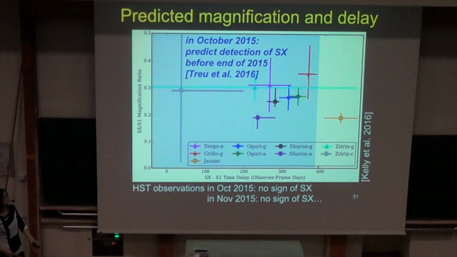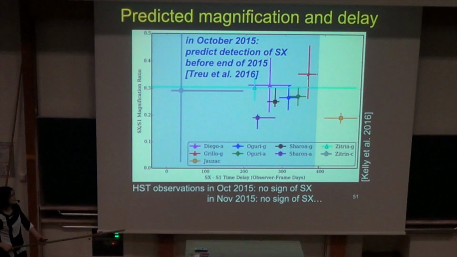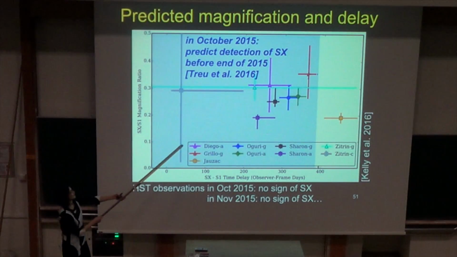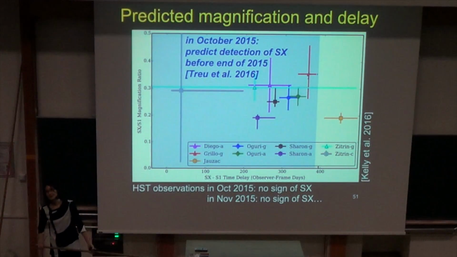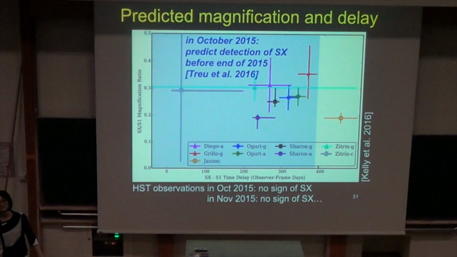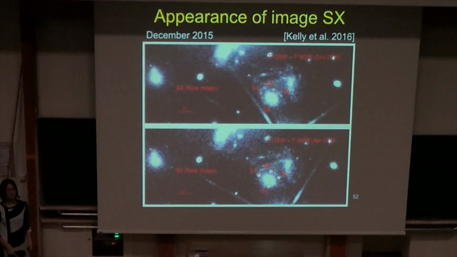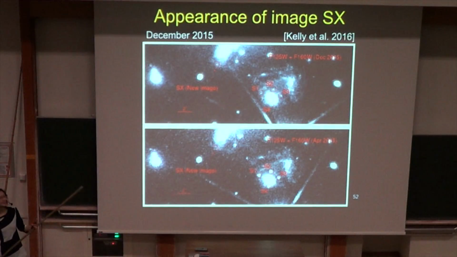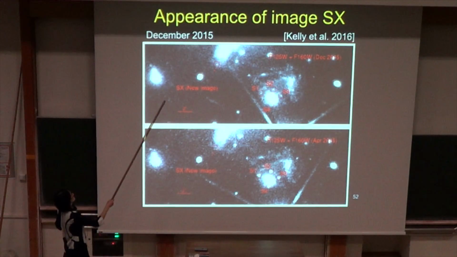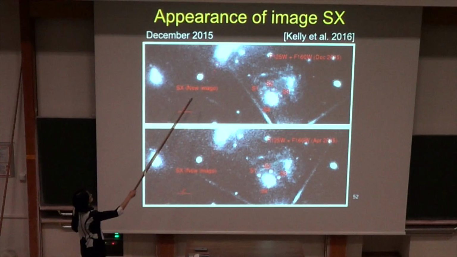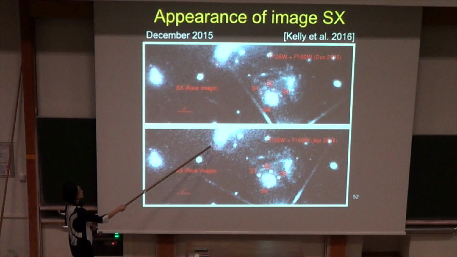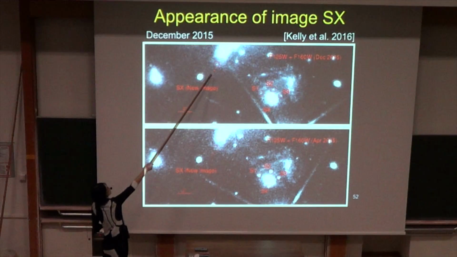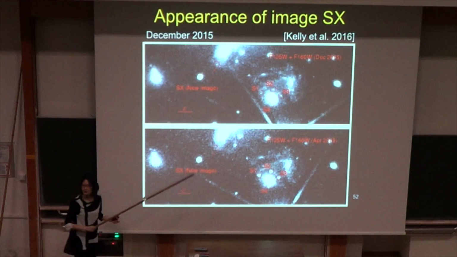At that point, we modelers were getting very nervous. Some models had been ruled out, and Claudio and I were starting to think, oh darn, what could have gone wrong with our model? But fortunately, in December, we got an early Christmas present that year. Here's an image taken in mid-December, and this was an image from April where there was no image of SX. Shown here, you see there's an image of SX up there.